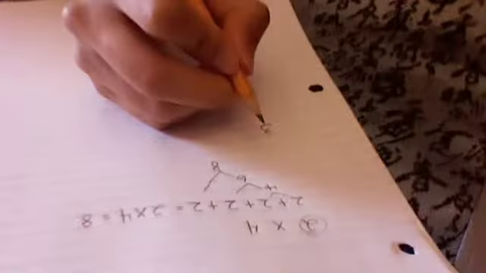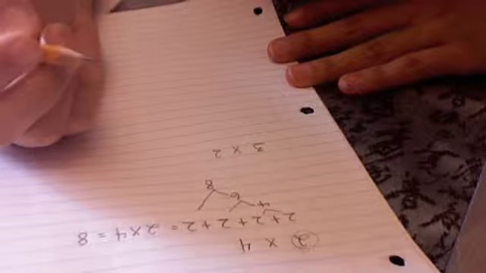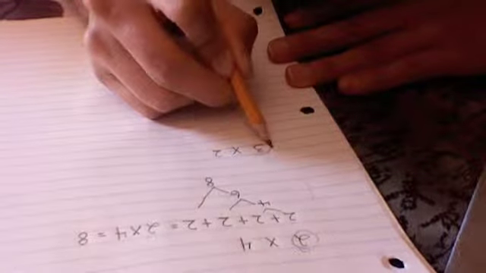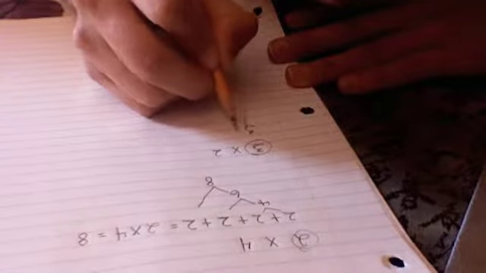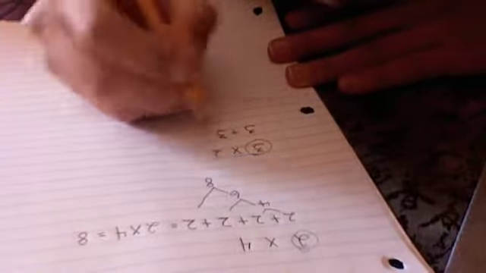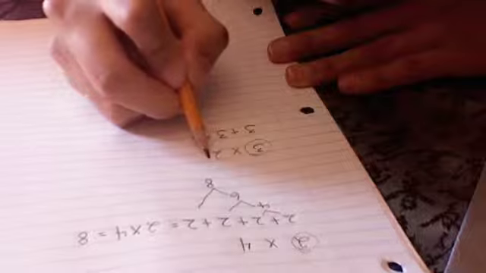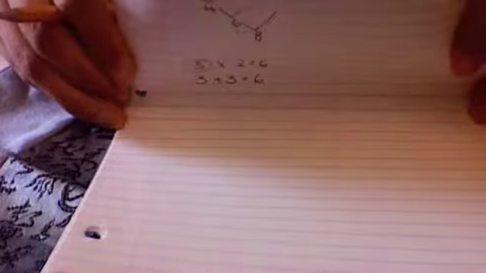Alright, let's try other numbers. 3 times 2. Now what do we do with that? Let's say, what is 3 times 2? It's how many times 3 will be added onto itself. So 3, there's 1, plus 3. That's 2. So 3 plus 3 is 6. That means 3 times 2 equals 6. Right?